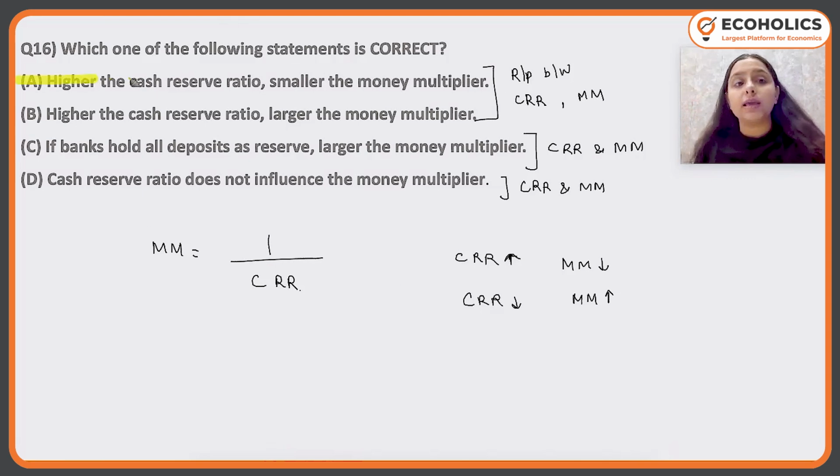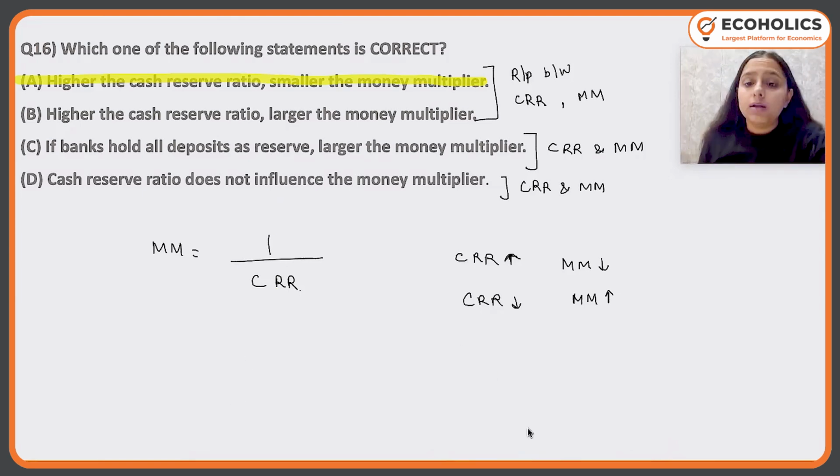So option A is my correct option because this is going inverse. The higher the CRR, the larger the money multiplier. Completely wrong. C is completely wrong. Cash reserve ratio does influence the money multiplier. You can see it is coming in the formula. So this is how you can break down the solution of question number 16.